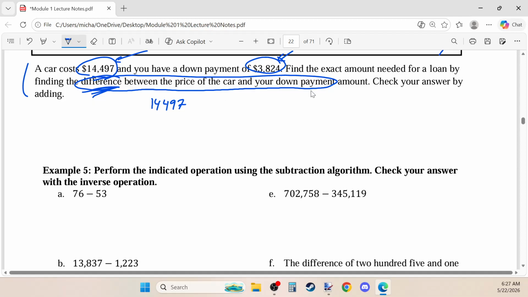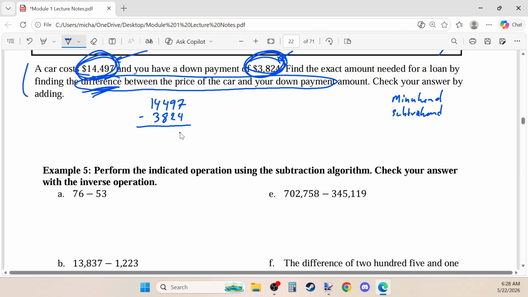This is called, for the vocab we learned in class, the minuend, which is the number that goes on top, and the subtrahend is the number that goes on the bottom. So the minuend is the number that you are starting from. This is the starting cost of the car. You have paid this much as your down payment, so that's how much of the cost you no longer have to pay because you have already paid it. And when we subtract these, we'll find out how much there is left to pay.